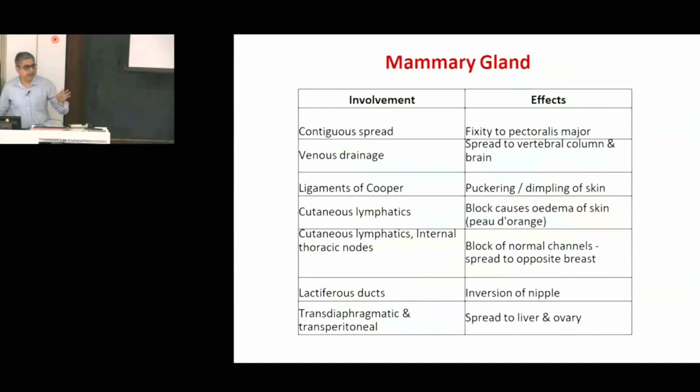This is the region already covered in the lecture. So venous drainage, ligamentum Cooper involved puckering, lymphatic blockage, peau d'orange, the cutaneous or internal thoracic lymph node block of the channel that spread to the other side, lactiferous the inversion of nipple. So these are the regions.